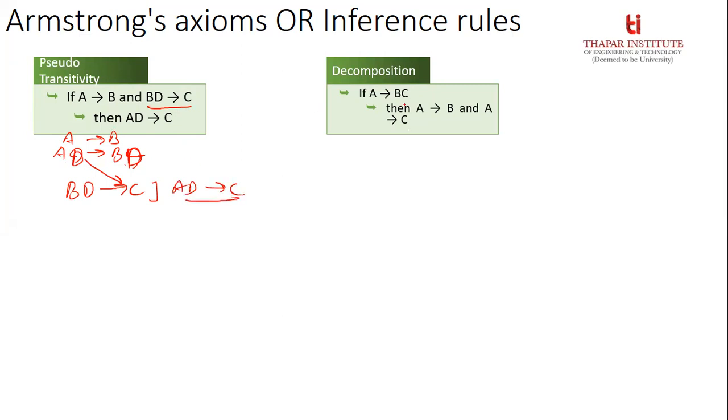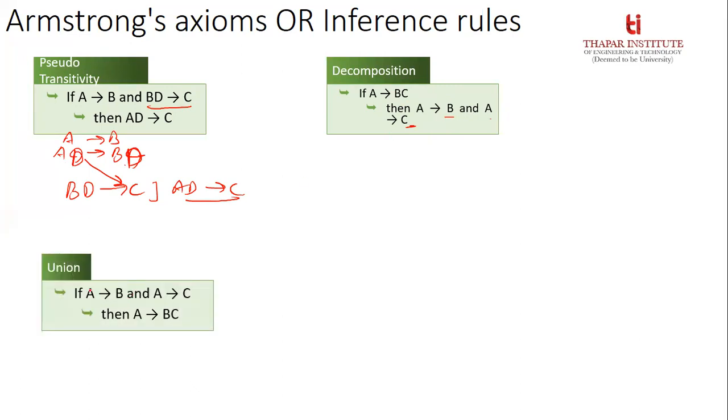Okay, simple. Similarly, decomposition: if A identifies BC, then A can identify B also, and A can identify C also. Okay, so this is decomposition. Union: if A determines B and A determines C, then we can also make it A determines BC. Combinedly, we can combine both.